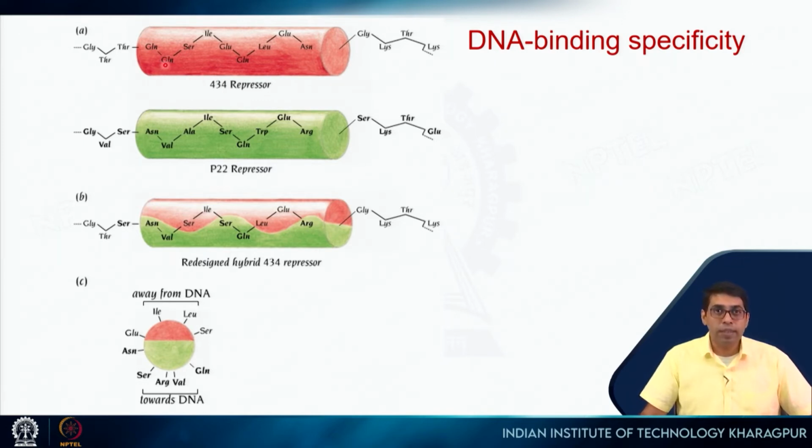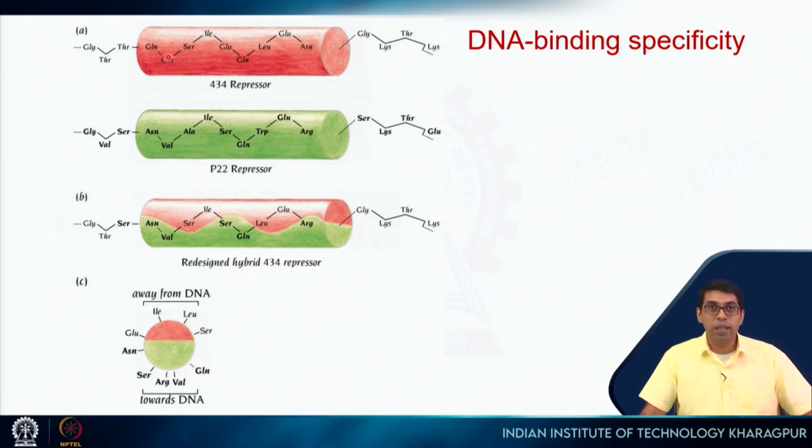And you can see that these residues are different. So in this case, it is valine, here it is glutamine, here it is glutamine, here it is glutamine, right? And then some other residues are different. So depending on the residues which are on this half of the helix, they will interact with the DNA, and those interactions will determine what sequence this helix will recognize, which means that we can engineer these proteins by changing these residues which are on this side of the helix that interact with the DNA. And this is exactly what was done. So a redesigned hybrid 434 repressor was formed, where these wild type residues were replaced by these residues.